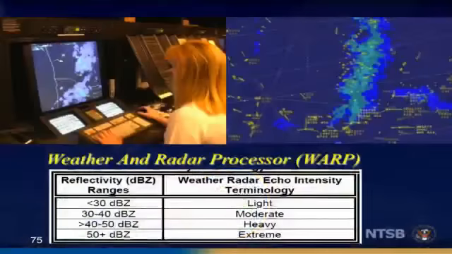ATC will use those 6 National Weather Service levels scaled down to 4 levels now. ATC will report light 10 to 30 dBz, moderate 30 to 40, heavy from 40 to 50, extreme above 50. ATC will say precipitation. They will not tell you thunderstorms.